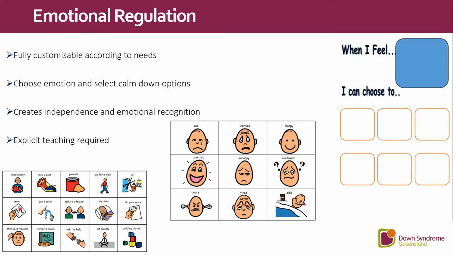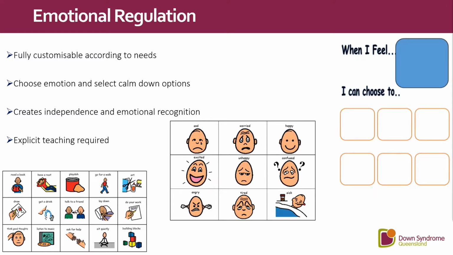Don't assume that students understand all the emotions. Be sure to talk through the emotion and brainstorm together what it looks like, what it feels like, what might be happening when you feel that way. By recognising their emotions, they'll be more able to regulate them.